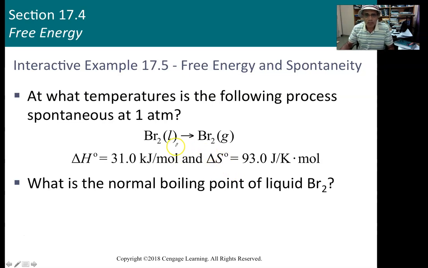We expect the entropy to increase, right? Because you're changing from liquid to gas. And it is plus 93.0 joules. I'd like you to note very carefully, this is kilojoules per mole, enthalpy. This is joules per Kelvin per mole. So one point regarding entropy: the entropy values are generally much, much lower than the enthalpy. And the second part of this question is what is the normal boiling point of bromine?